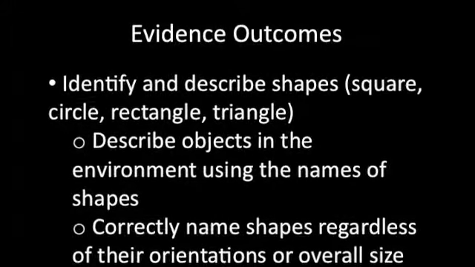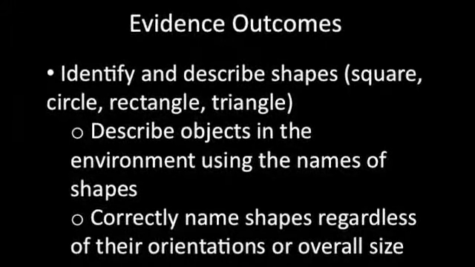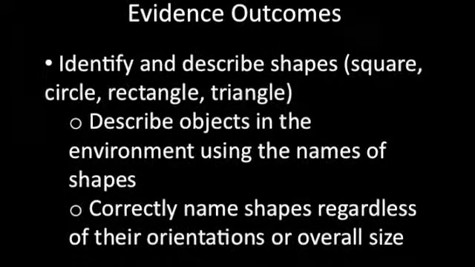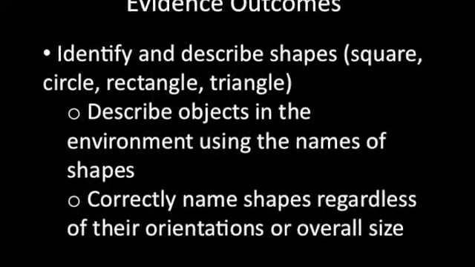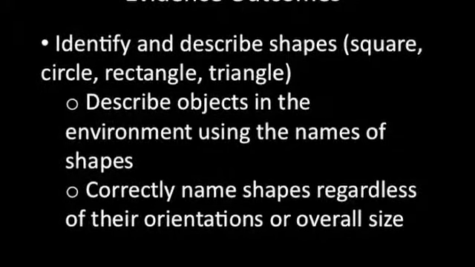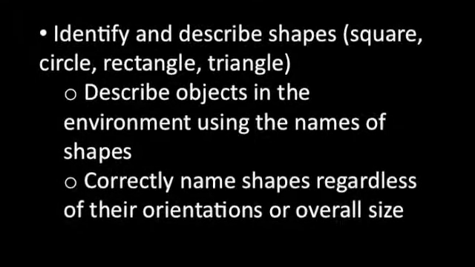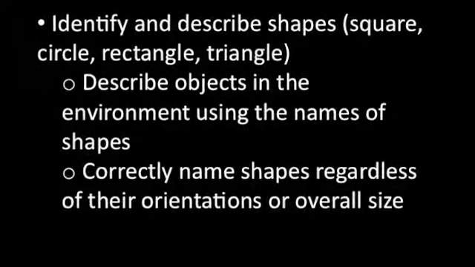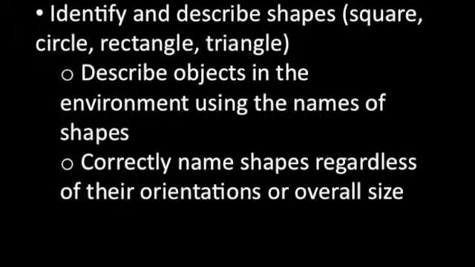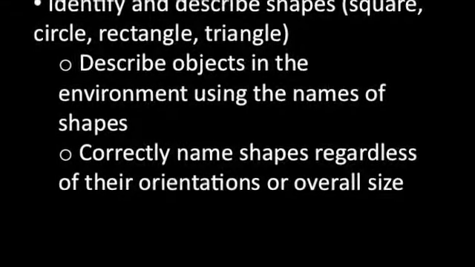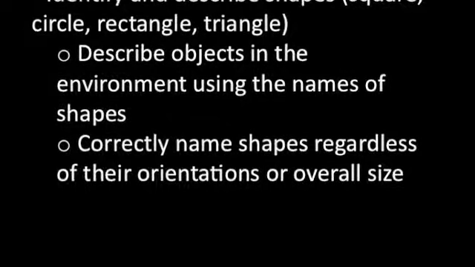By the end of this lesson, students will be able to identify and describe shapes such as a square, circle, rectangle, and triangle. The students will be able to describe objects in the environment using the names of the shapes. They will also be able to correctly name shapes regardless of their orientations or overall size.